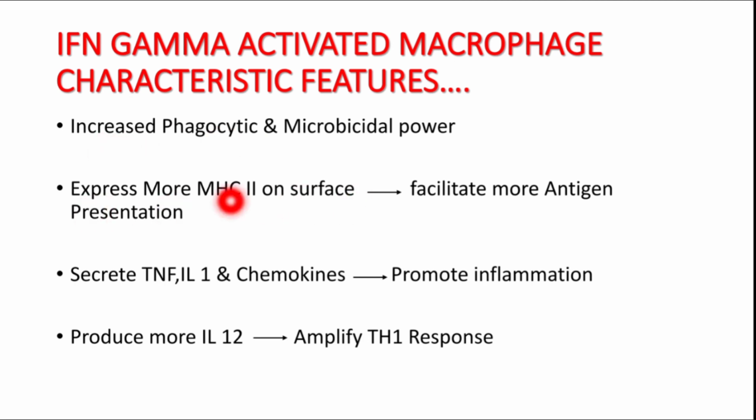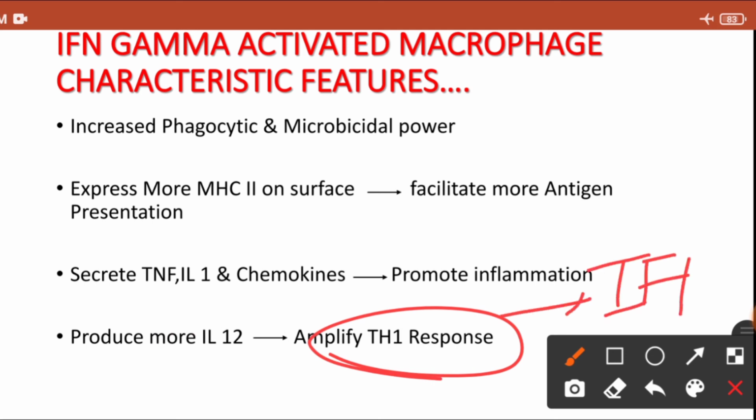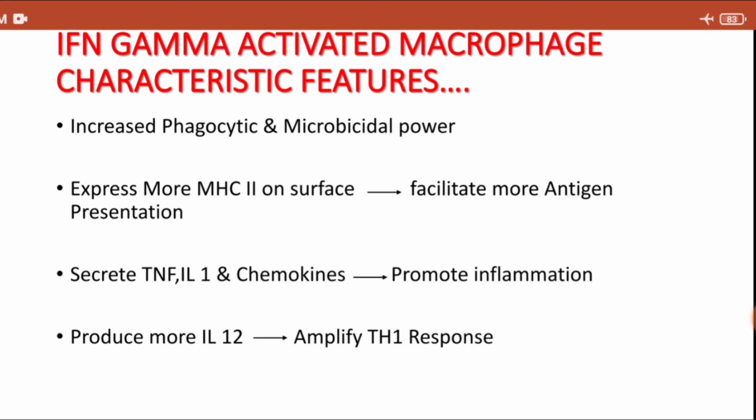They will express more and more MHC class 2 molecules on their surface, and we know very well that macrophage is one of the antigen presenting cells. So whenever there are more MHC class 2 molecules on the surface, they can facilitate more antigen presentation, right? The macrophage can secrete interleukin 1, TNF, and chemokines, which can elicit inflammation. And they can produce interleukin 12 as well, which can again activate Th1 to secrete more and more interferon gamma, right? To activate the macrophage.